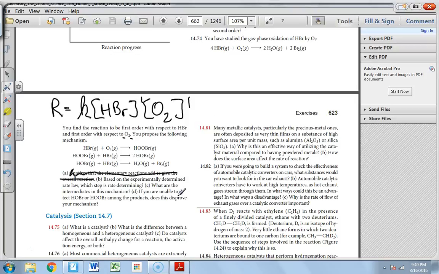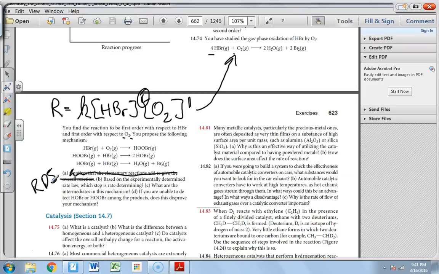Now, notice that the rate law doesn't reflect the stoichiometry of the overall reaction. The rate law has an order of 1 for HBr, not 4, and has an order of 1 for O2. It is just coincidental that the coefficient of O2 is 1. Where this comes into play is for part B, when we have to determine which step is the slow step, or sometimes we call that the RDS, the rate determining step.